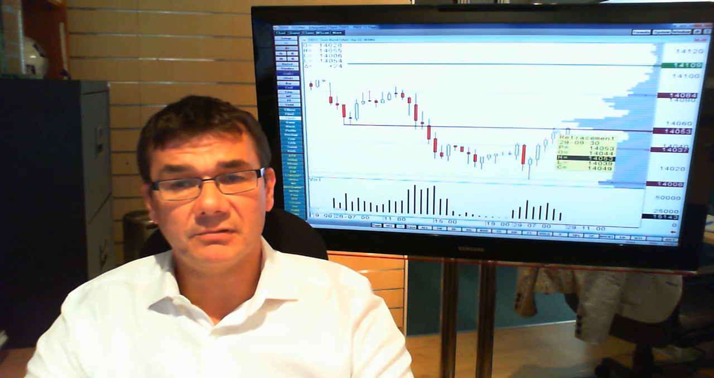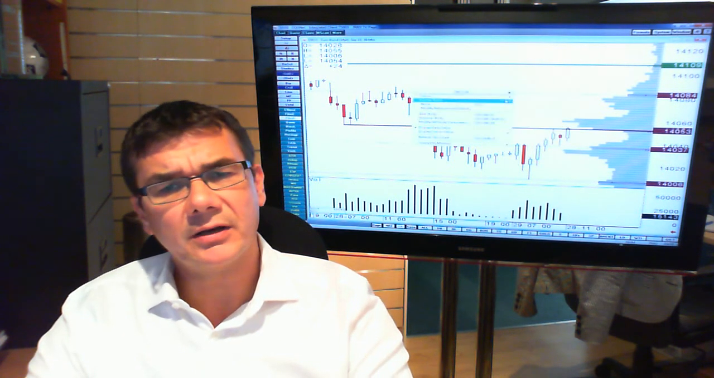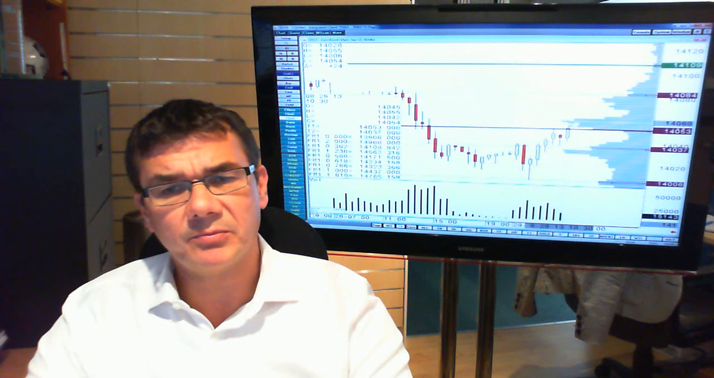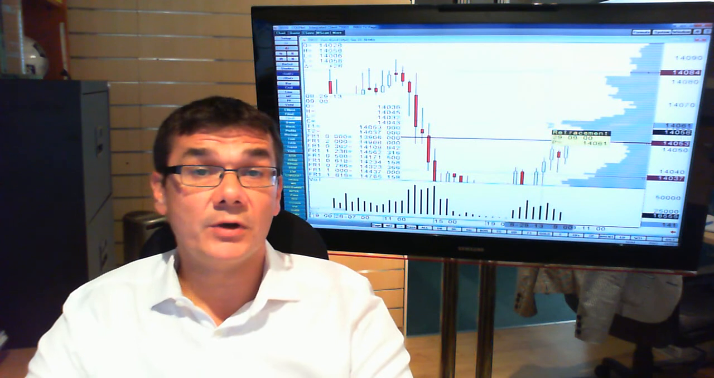And 53 is now being tested, and we've got a high volume node immediately above the market, protecting 71, and that's at 60. Let's just make sure that's exactly where it is. Yeah, 60.61, the high volume node on the composite profile.